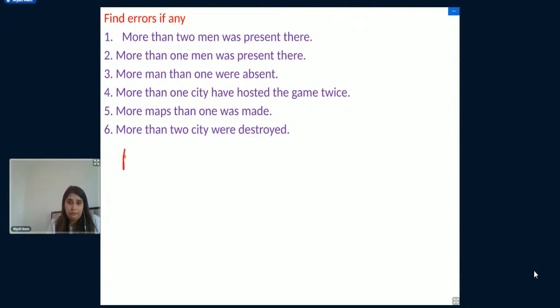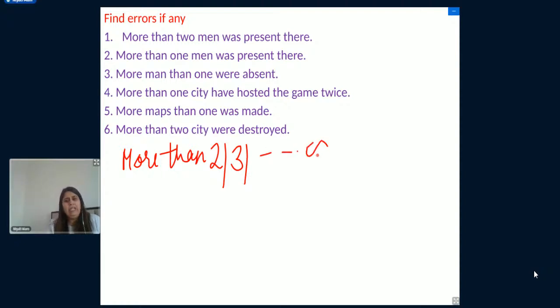What if more than 2, 3, up to infinity, any number, and the subject follows this phrase? So now you just tell me, what do you think? The subject should be singular or the subject should be plural?